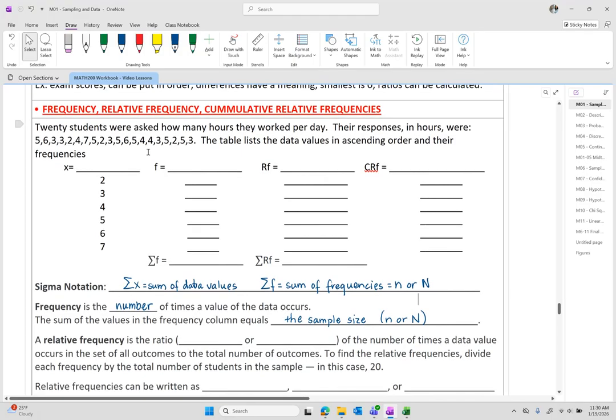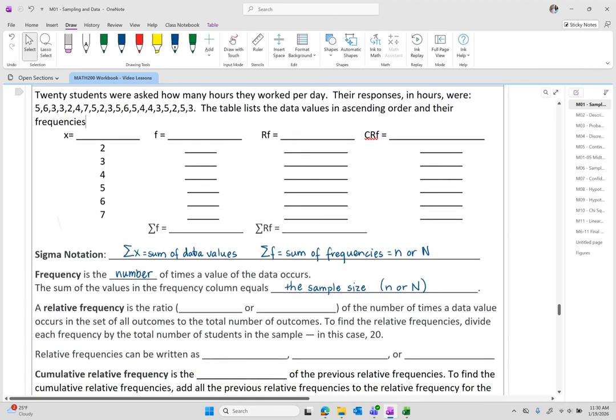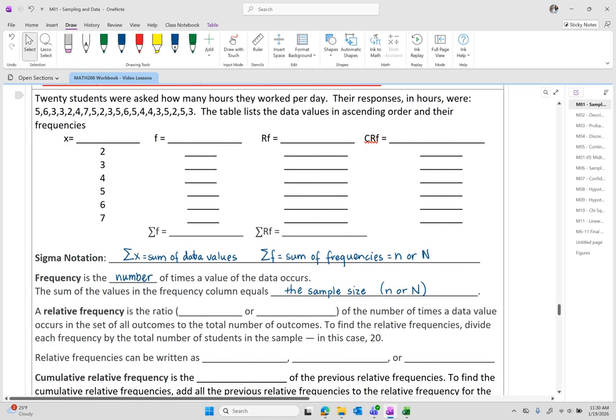So when you collect data, for example, we have here 20 students who were asked how many hours they worked per day, and their responses in hours were this raw data. Raw data is the data as it comes in from a survey. Then we want to create a table of frequencies that is called the frequency distribution. So the table will list the data values in ascending order and their frequencies. And X is the question we asked, which is the hours of work per day.